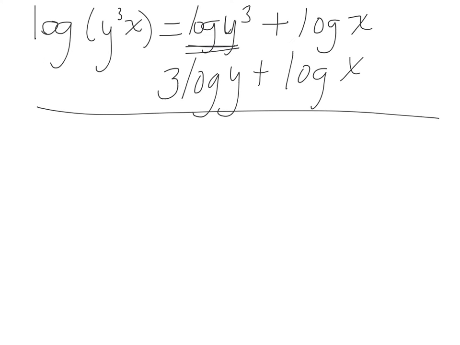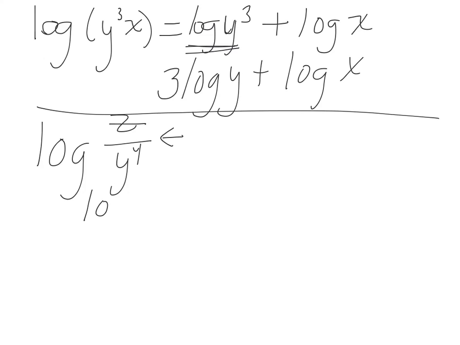Alright, let's try one more here. It might seem kind of the same, but that's all right. It might reinforce some of the things that we're writing. So let's say that we have the log of z over y to the fourth. Again, the first thing I notice is the division. Division tells me that I'm going to use subtraction, so I'm going to start with that. Log of z minus, so I'm separating it into two different logs.